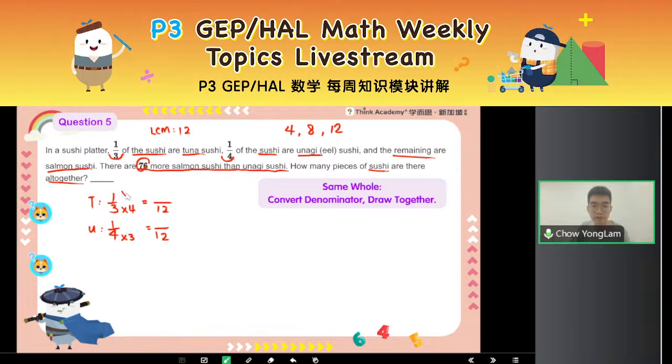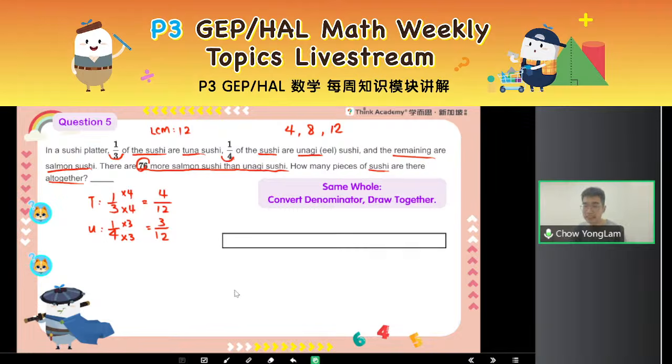3 times 4 at the bottom, 1 times 4 at the top. So it's 4. 4 times 3 at the bottom, 1 times 3 at the top. So 3/12. All right. So with that, you know the denominator you want to set is 12. So we will draw 12 units in the bar model.